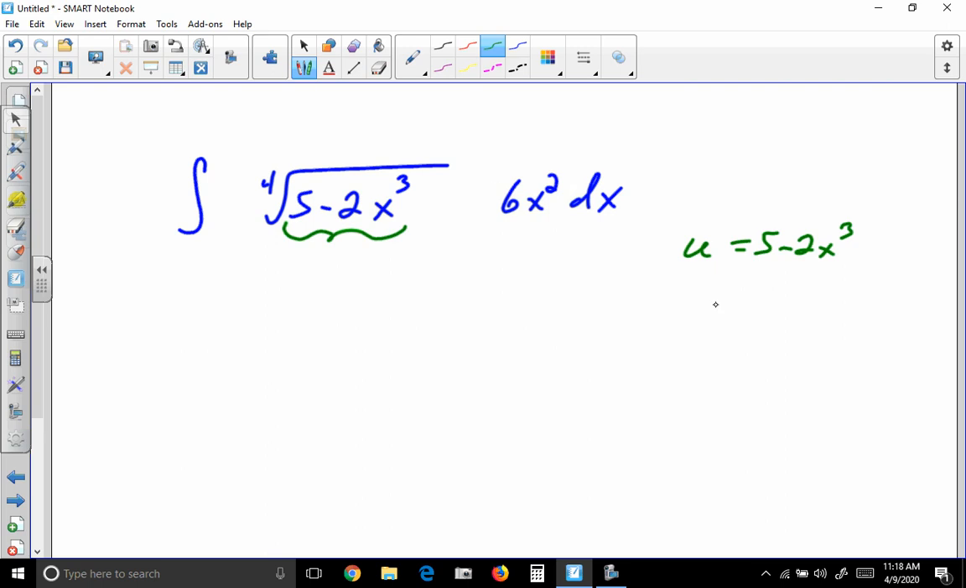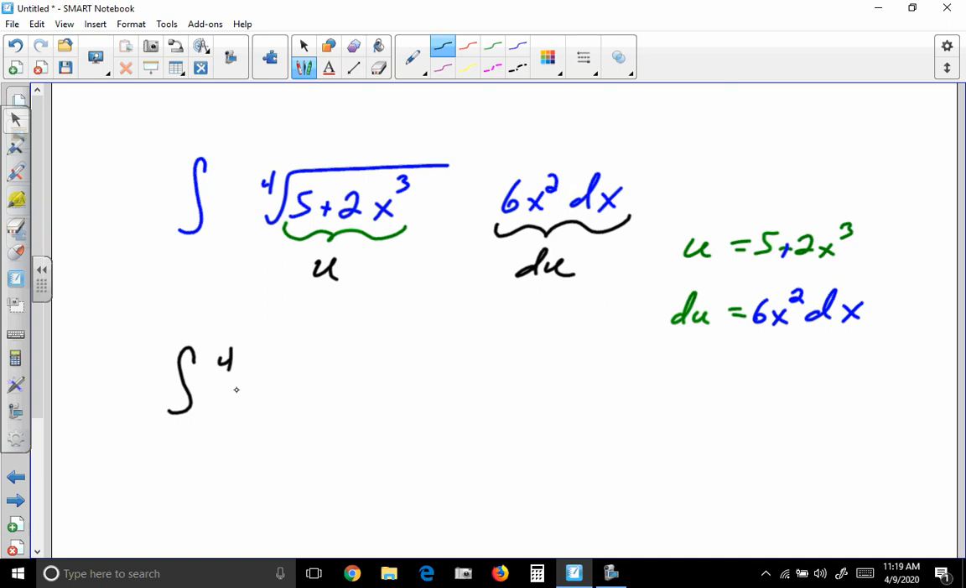So if the inside part is u, du would be, and let's change this to a positive here just to make this a little easier, 5 plus 2x cubed. Du: the derivative of 5 is 0. The derivative of this, we bring the 3 down, so that would make that 6x to the 1 less power, dx. We'll just take the derivative and then put a dx on it, and that's du. So if we look at it, that whole thing is du. That part is u, so we can rewrite this as the integral of the 4th root of u du.